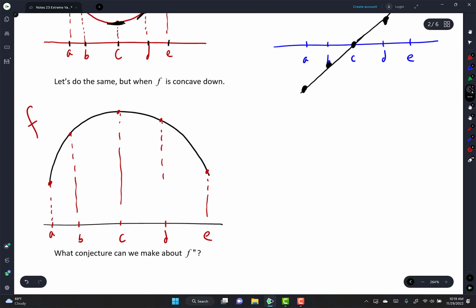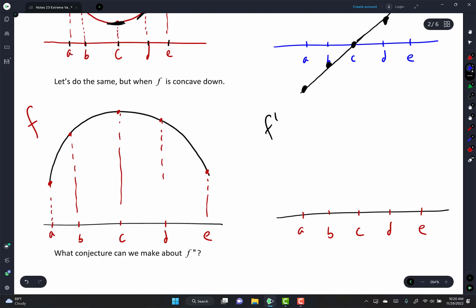And then here is F prime. Oh, this one's going to be positive to negative. Yeah, that's fine. And A, B, C, D, E.